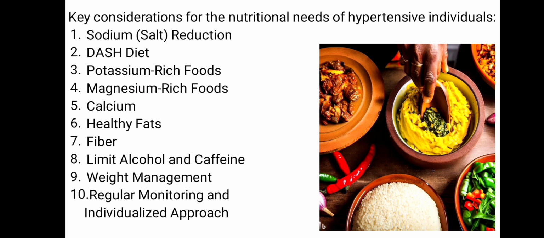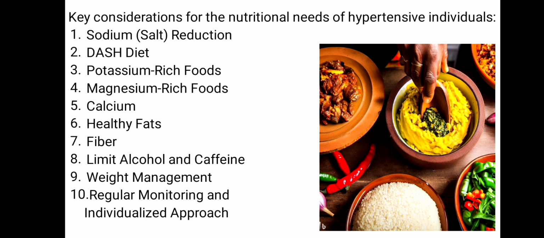Then you need potassium-rich foods like banana, orange, tomatoes, vegetables, potatoes, beans, yogurt. You need magnesium-rich foods such as vegetables, cashew, whole grains, and legumes. You need calcium. Calcium can be gotten from low-fat dairy products. You need healthy fats. I've explained healthy fats. You need fiber. Fiber can be gotten from fruits, vegetables, whole grains, legumes, and nuts.